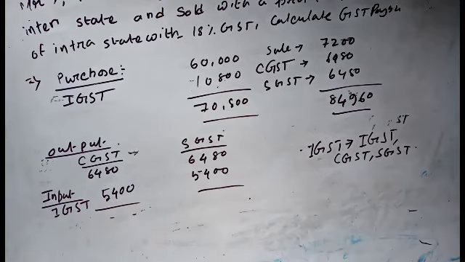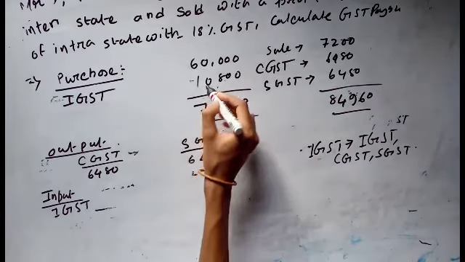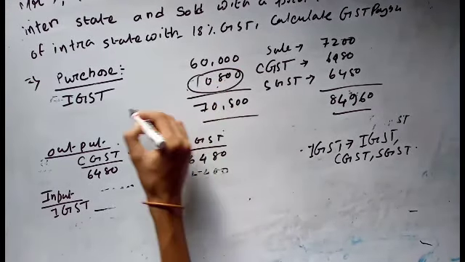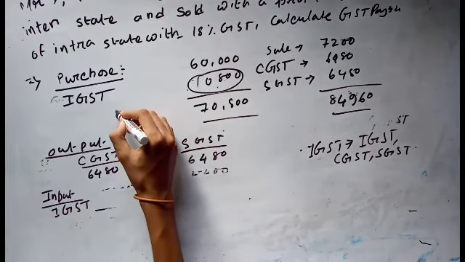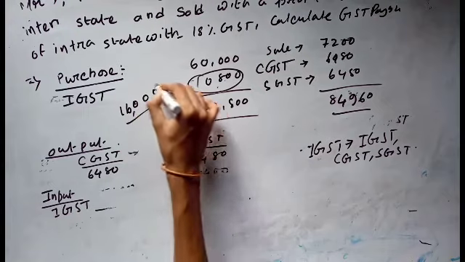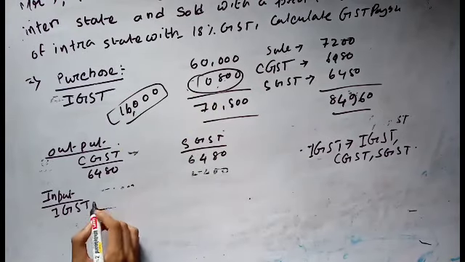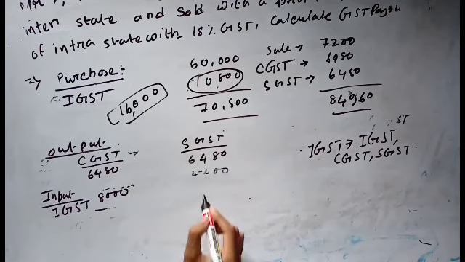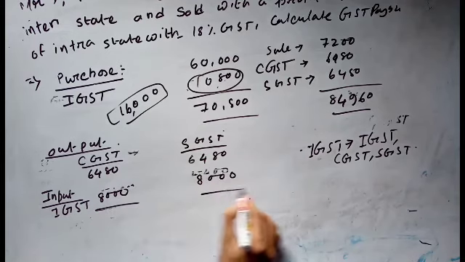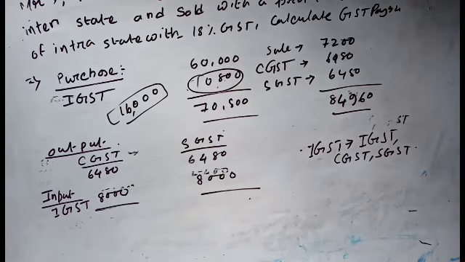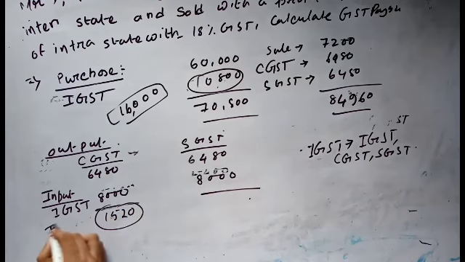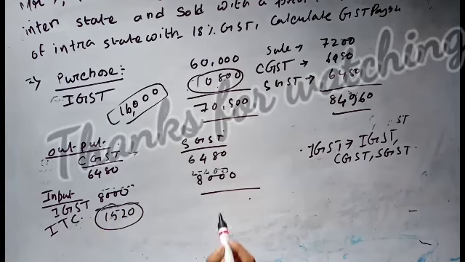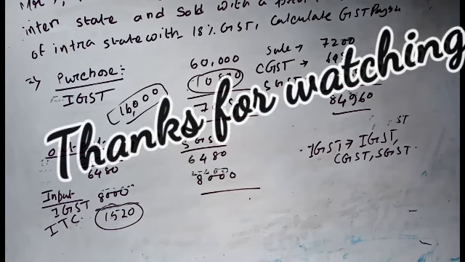If the IGST amount is 16,000, then what will happen? We divide it in equal ratio, 8,000 and 8,000. So this is what we call input tax credit. This is the remaining fund. So that's it. I think you understand the concept. Thank you.